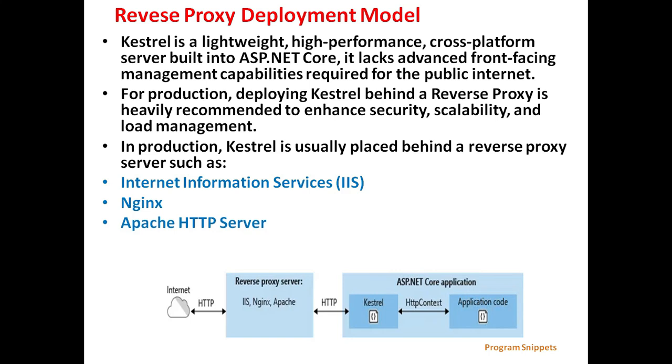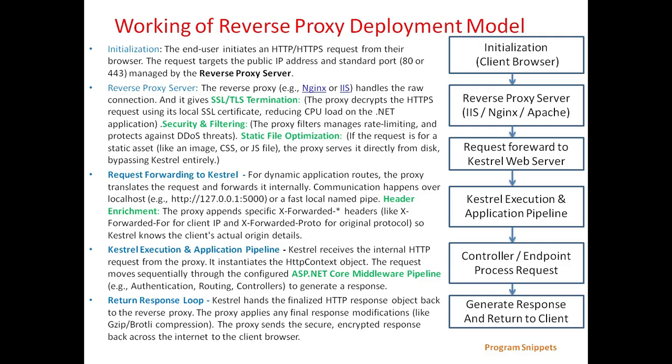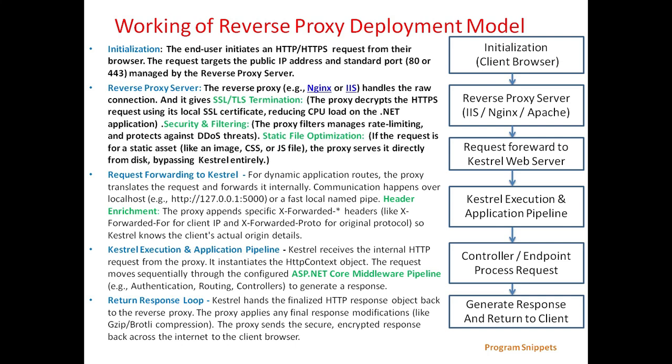and Apache HTTP server. The working of the reverse proxy deployment model is: first, the end user initiates an HTTP or HTTPS request from their browser. Then the request targets the public IP address and the standard port, which is managed by the reverse proxy server. The reverse proxy server then handles the raw connection and does SSL or TLS termination, that is, it decrypts the HTTP request using its local SSL certificate, reducing CPU load on the .NET application.